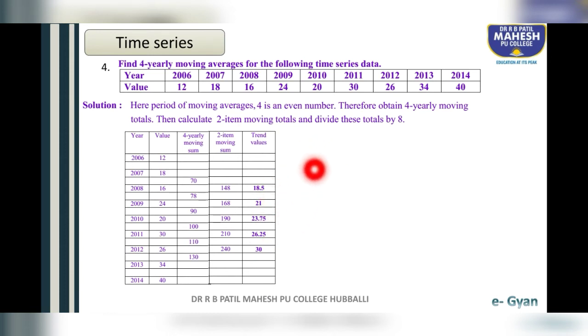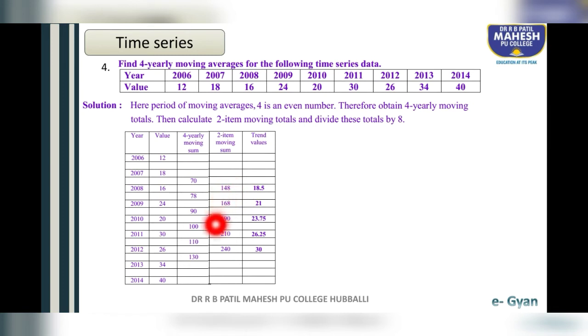Okay students, so everything is the same, right? Up to here is the same. For an odd number, if it is 3 yearly, you have to add 3 values. If it is 5 yearly, you have to add 5 values. Here it is 4 yearly, you have to add 4 values. So this is the same. Here for an even number, after adding the 4 year total, again you have to add the 2 item group total. So after adding the 2 item group total, divide by 8.